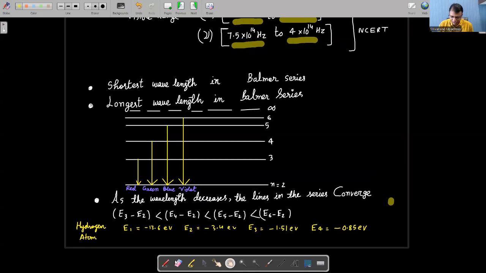I have told you what the meaning of converge is, and I hope you understand it. This point was asked, I think, two to three years back, in one of the options. Okay, so this is about the spectral lines.